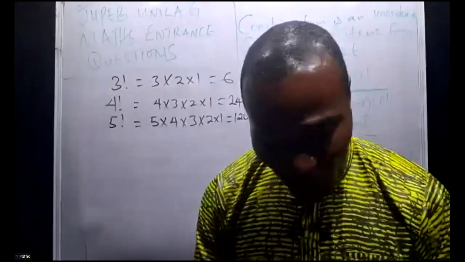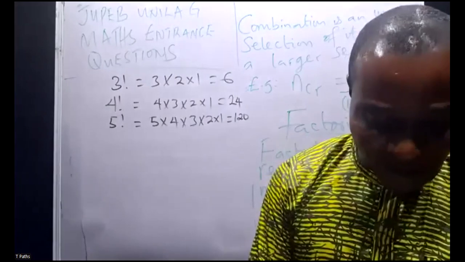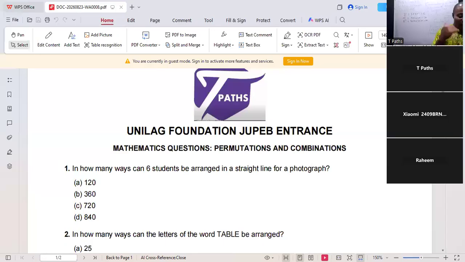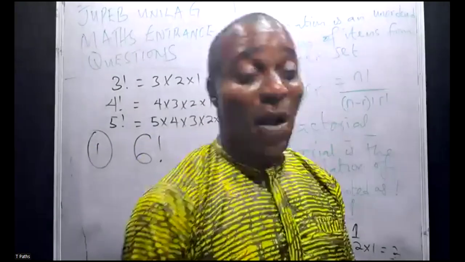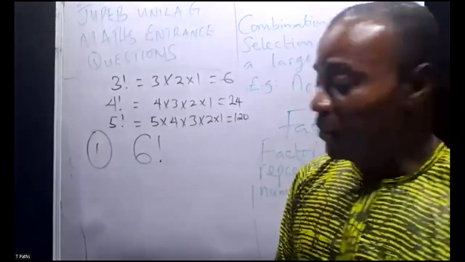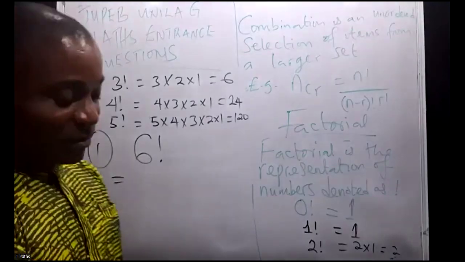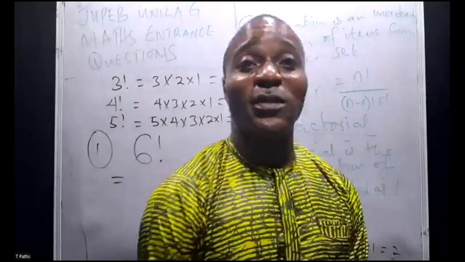Now, in how many ways can 6 students be arranged in a straight line for a photograph? This is permutation of distinct objects. 6 students, so that's 6 factorial. This is permutation of distinct objects. So 6 factorial. Can somebody tell me what it is going to give us?